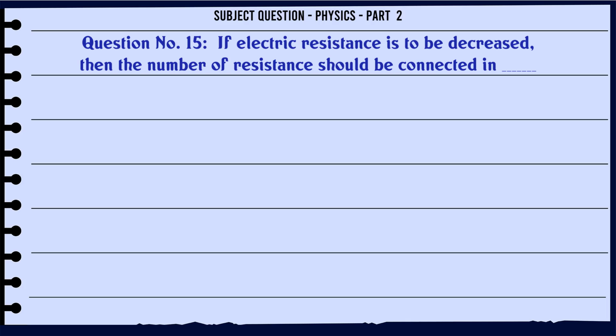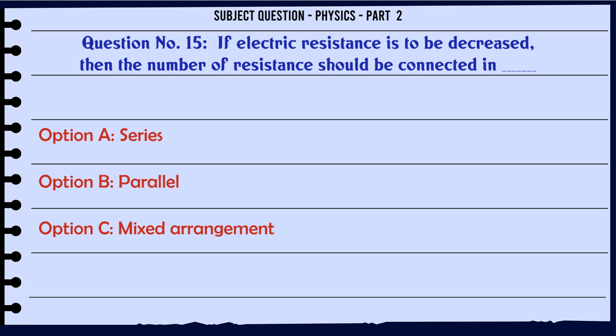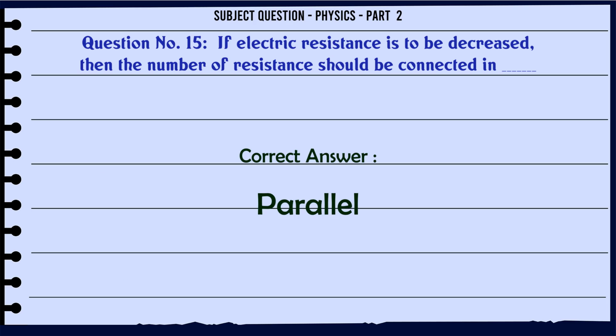If electric resistance is to be decreased, then the number of resistances should be connected in dash: A. series, B. parallel, C. mixed arrangement, D. none of the above. The correct answer is parallel.